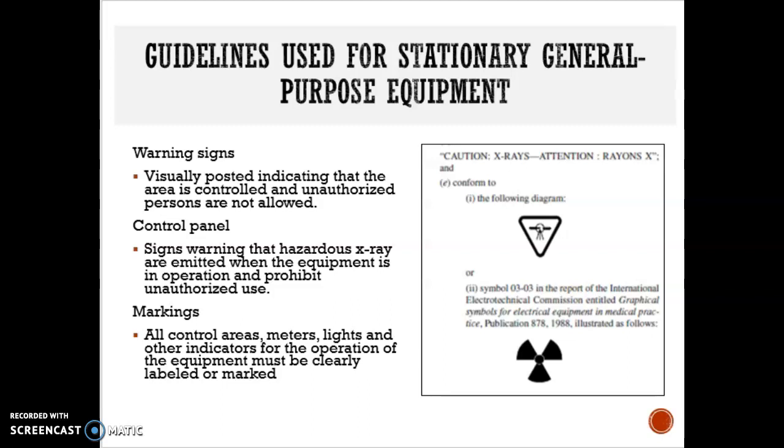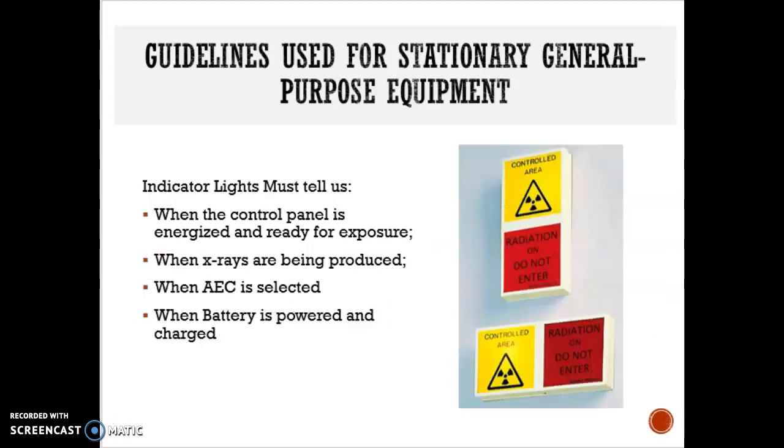Now, this panel must have an indicator light to show when the control panel is energized and the machine is ready to produce an X-ray, and the light should be visible when the X-ray is being produced. All controls, meters, and lights should be marked so you know what the function is. Indicator lights must tell us when the control panel is energized and ready for an exposure, when the X-rays are being produced, when the AEC is selected, and if it's a mobile machine, when the battery is powered and charged.